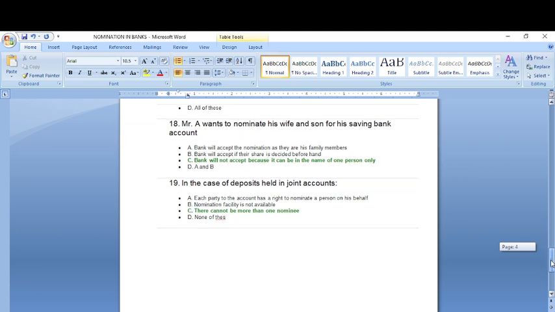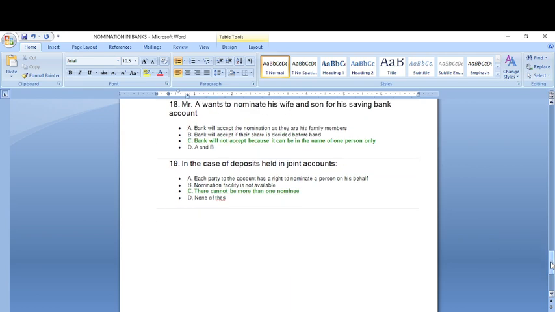Mr. A wants to nominate his wife and son in his bank account. Bank cannot accept such nomination because only one person can be nominated. In case of deposit accounts and joint accounts, there cannot be more than one nominee because there is already a joint holder, so there can only be a single nominee.